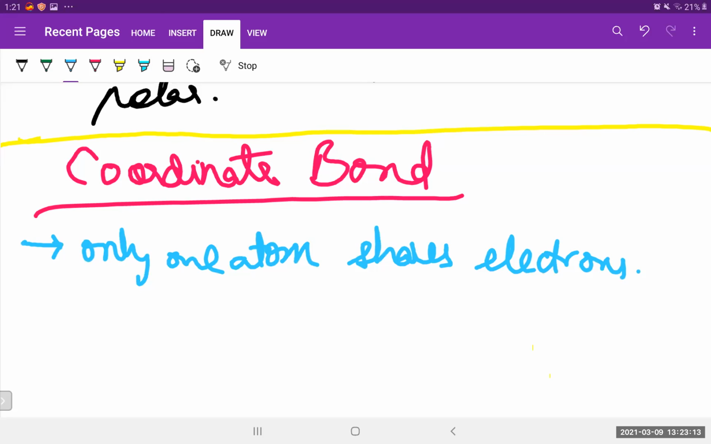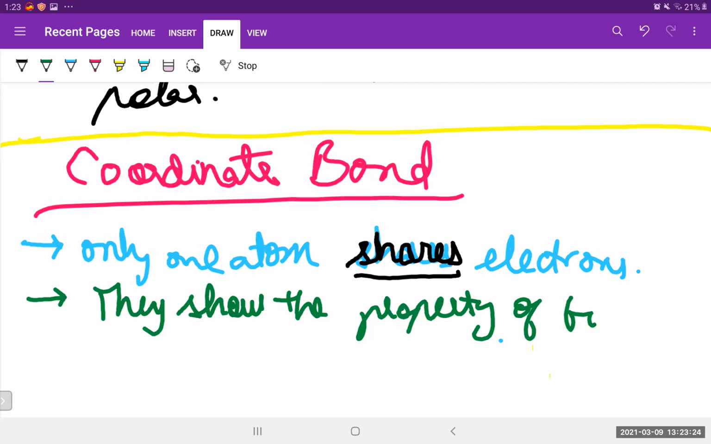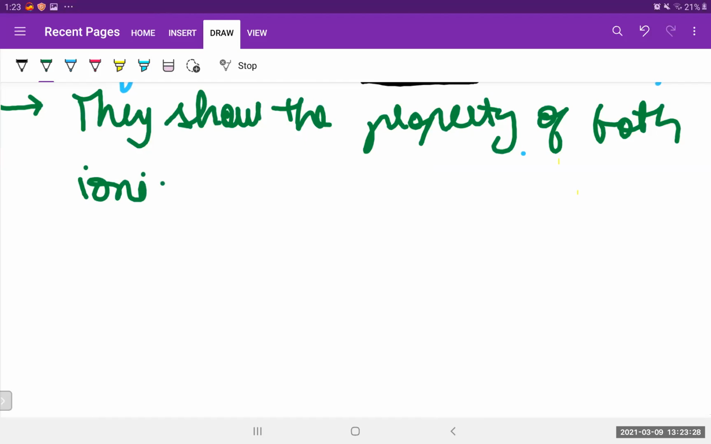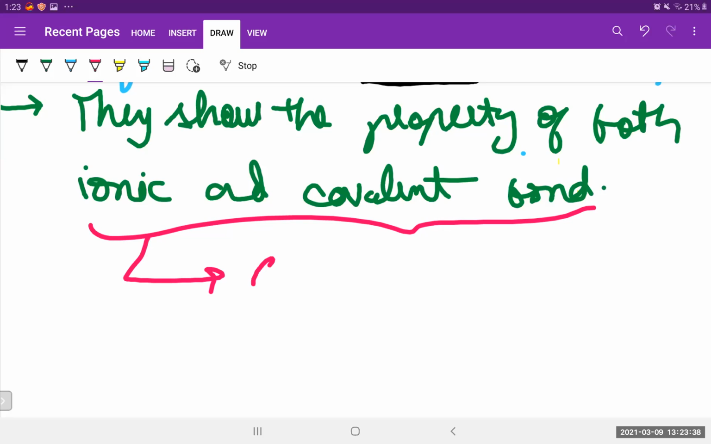The next point is that they show the property of both ionic and covalent bond. Okay, so that is why they are known as co-ionic bond. Is it clear?